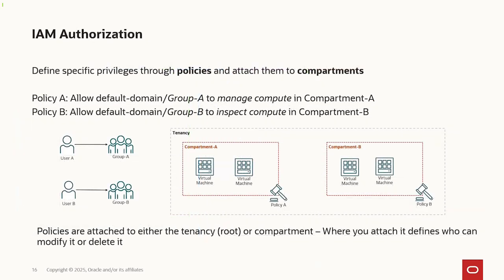For IAM authorization, this defines specific privileges through policies, which we just talked about, and then we're going to attach them to compartments. So using the example on screen, policy A, we're going to allow default domain group A to manage compute in compartment A. So that means group A here can manage the compute inside of compartment A. Policy B, allow default domain group B to inspect compute in compartment B.